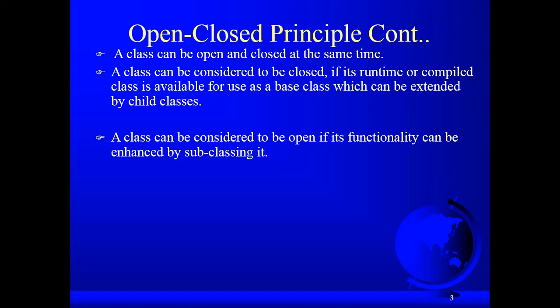A class can be considered closed if its runtime or compile time class is available for use as a base class which can be extended by a child class. What this means is that any class can be considered closed if that class is available at runtime or compile time, and if it is available for extending as a base class in any child class. A class can be considered open if its functionality can be enhanced by a subclass.